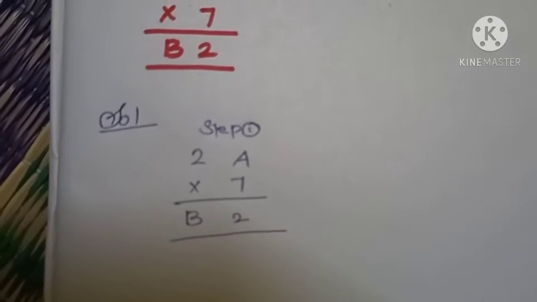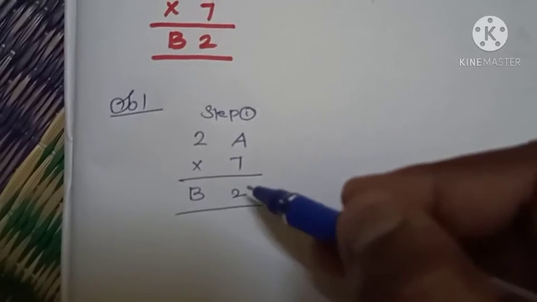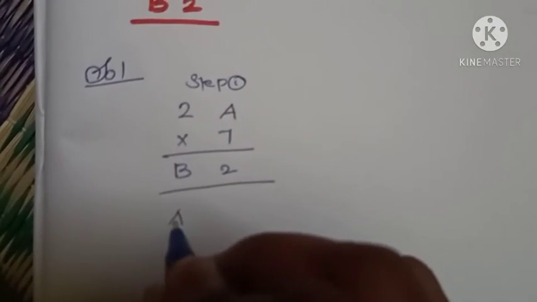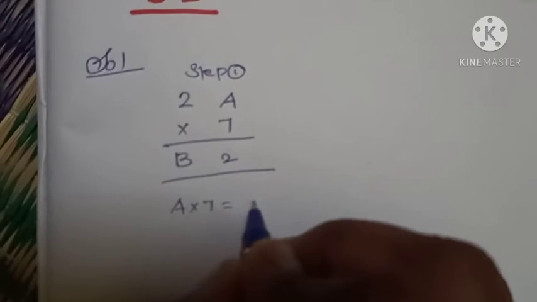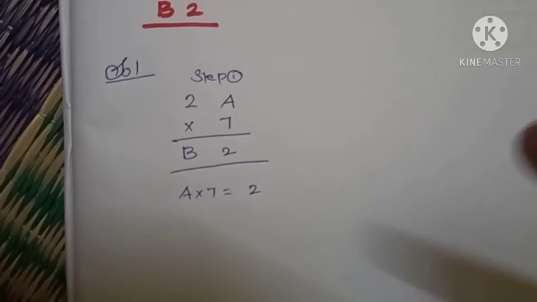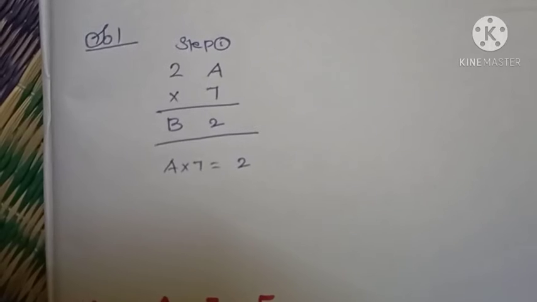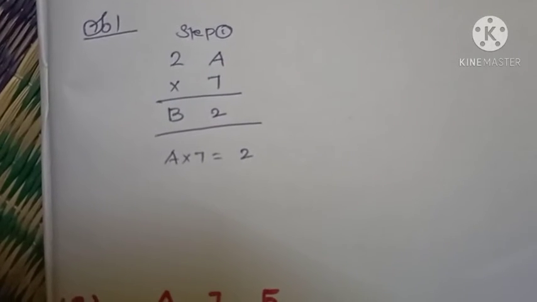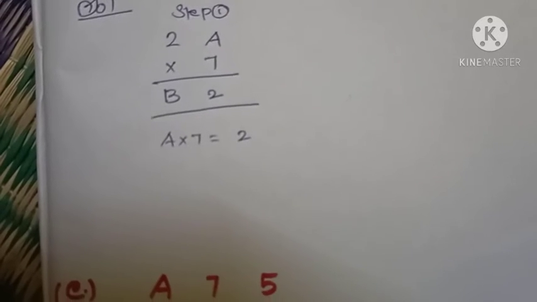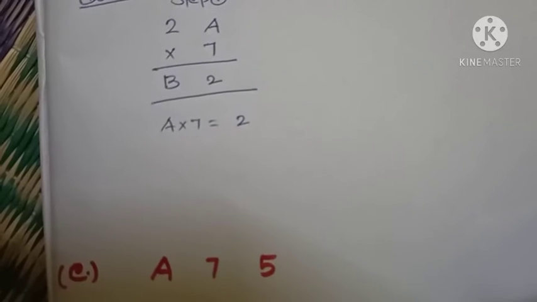Okay, so what is the possibility to get 2 in the unit place when we multiply any number with 7? So you can take A into 7 is equal to 2 in the unit place. If you say the table of 7: 7 ones are 7, 7 twos are 14, 7 threes are 21, 7 fours are 28, 7 fives are 35, 7 sixes are 42, 7 sevens are 49, 7 eights are 56, 7 nines are 63, 7 tens are 70.